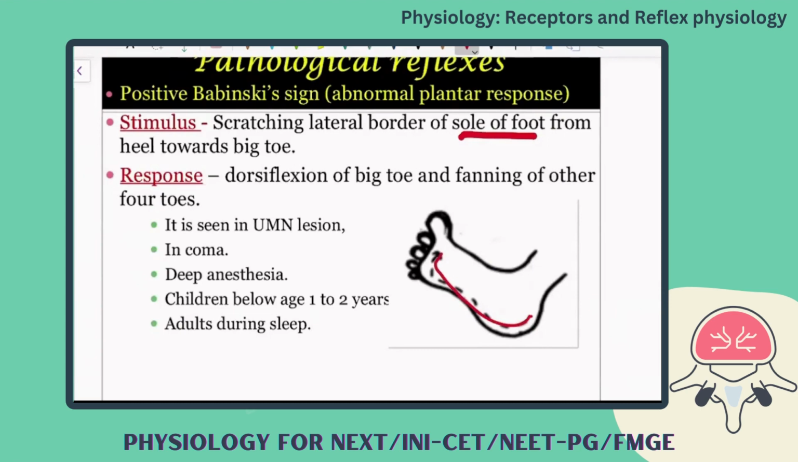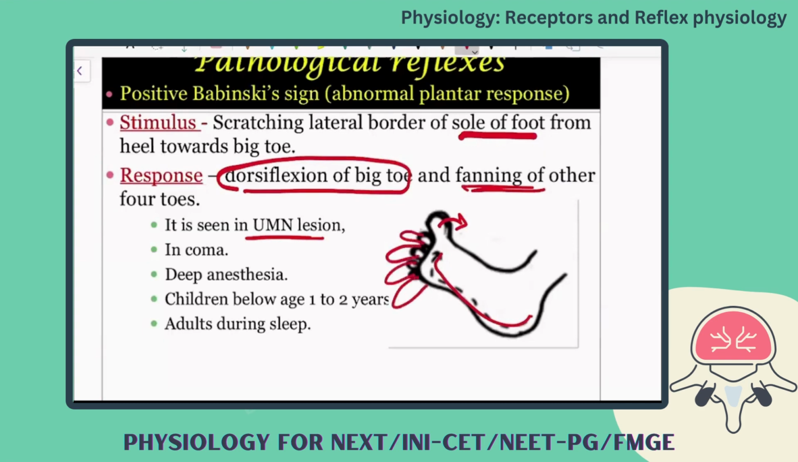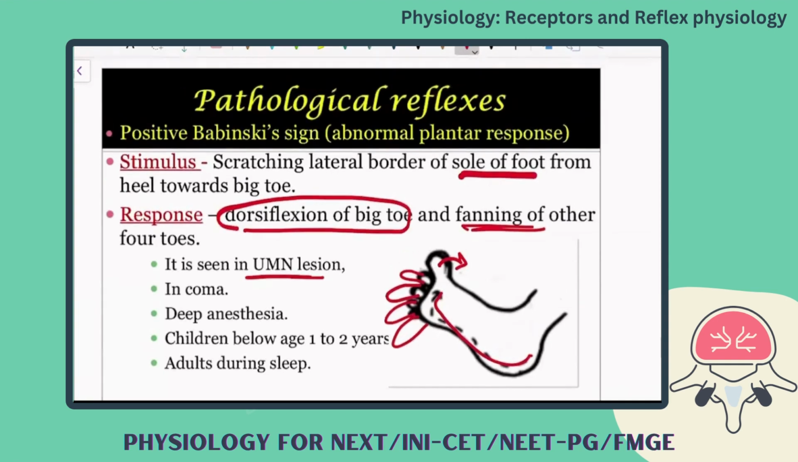Okay. So it is the main indication of upper motor neuron lesion. Usually the response you will get is dorsiflexion of the big toe. The big toe has its dorsiflexion, whereas the other four toes will fan out like this. So only the dorsiflexion of the big toe and the fanning of the other four toes you will get. And this is called a positive Babinski sign. It is the pathological reflex indicating upper motor neuron lesion.